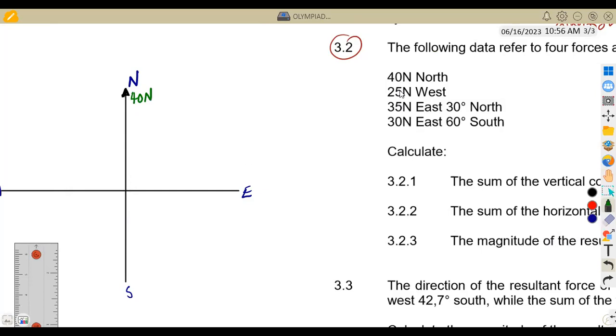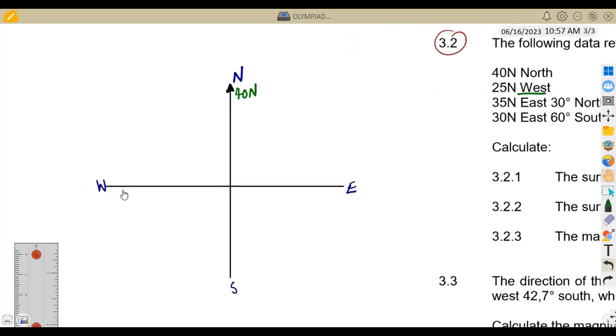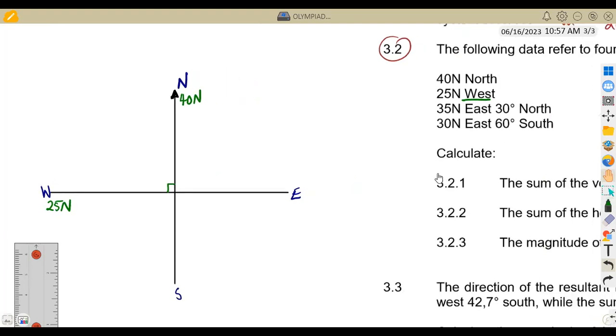Then we've got 25 Newton to the west, meaning we are taking this direct to the west line. We've got 25 Newton in this case. Remembering that in between the north and the west, there is 90 degrees, also north and east, south and east, and so forth.